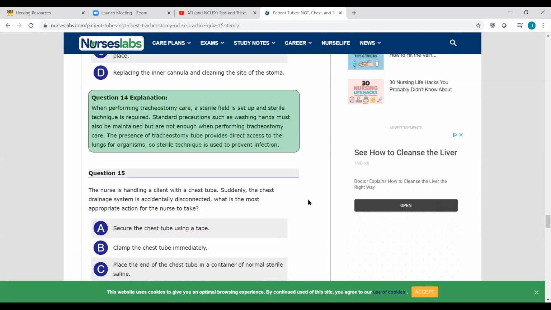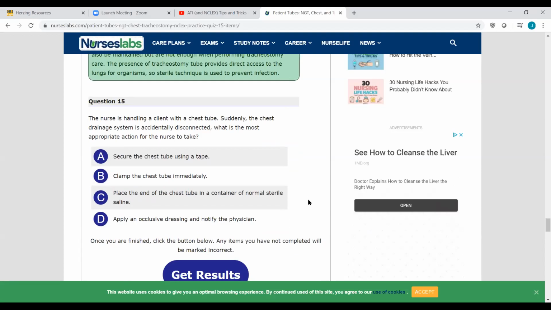Okay, a nurse is handling a client with a chest tube, another chest tube question. Suddenly the chest tube drainage system is accidentally disconnected. What is the most appropriate action for the nurse to take? So we already talked about we never want to clamp a chest tube, right? So what else would we do? Is it D?